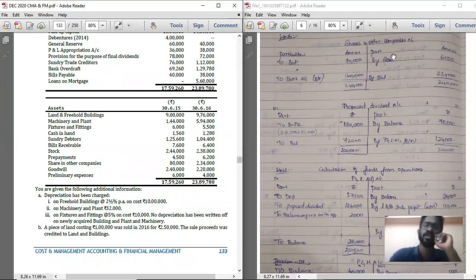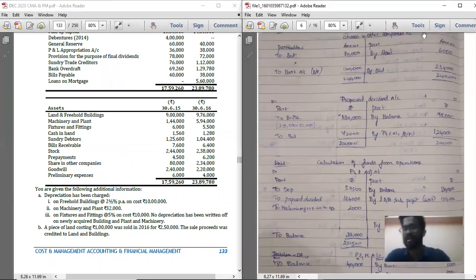If it were a post-acquisition dividend, it wouldn't come in shares in other companies itself. It would come as dividend to bank, that is, bank account added to dividend received account. So here by bank 6,000. The balancing figure 1,60,000 is nothing but purchase of shares in other companies. This should be taken to the application of funds, and the by bank 6,000 should be taken to the source of funds.